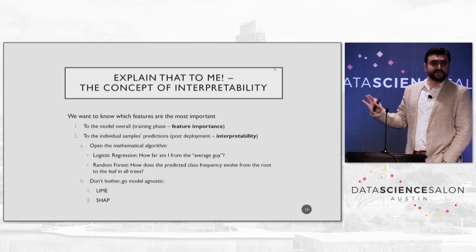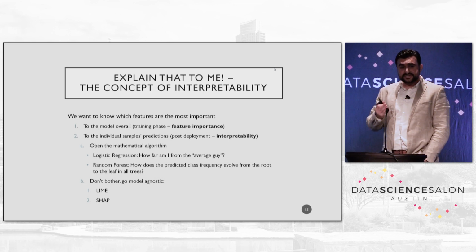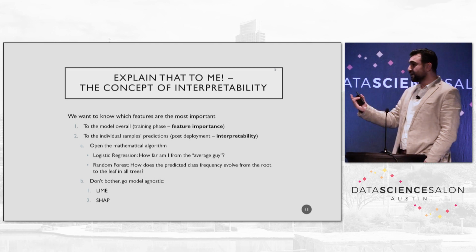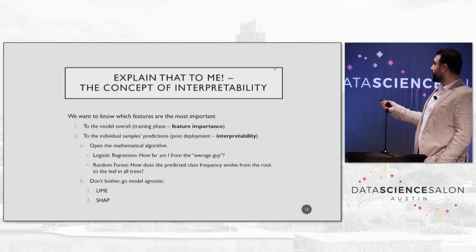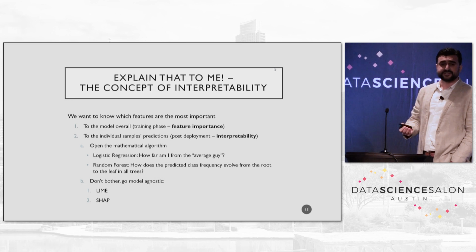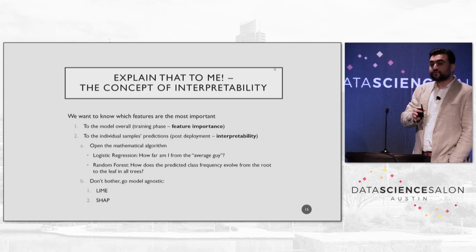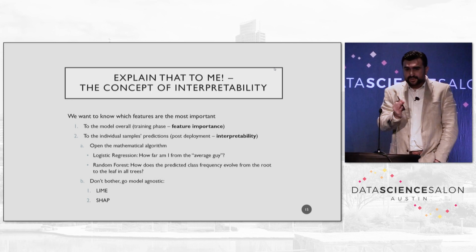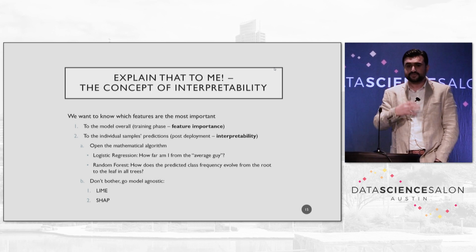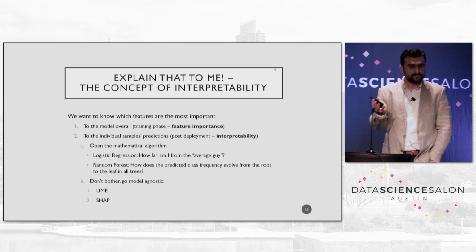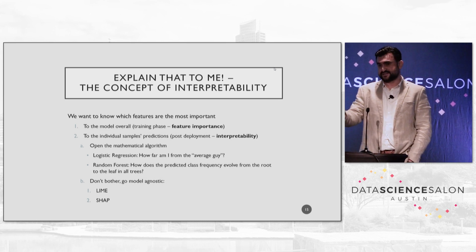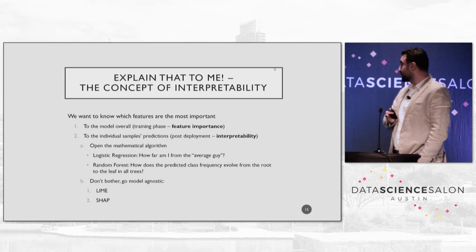Just two pretty standard examples. If we have logistic regression, we know that it's just one linear equation. So basically, we answer the question, how far am I from the average guy? And then we already have the coefficients. We can just multiply things and then sort. Then the top variables are your most influential variables that led to the model's decision in a particular sample, right?